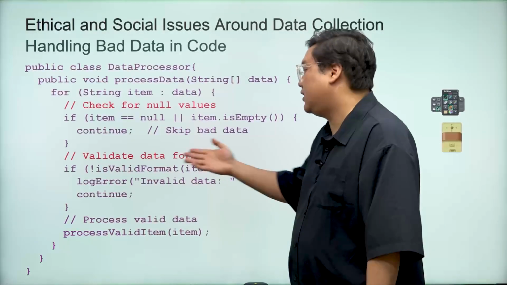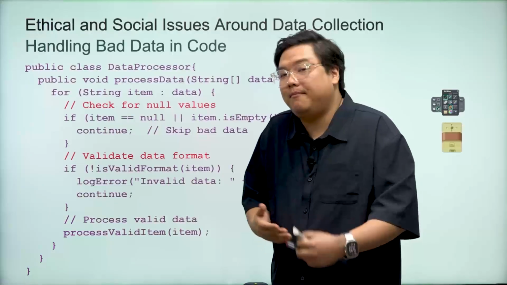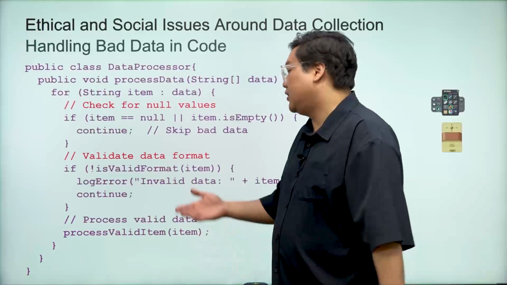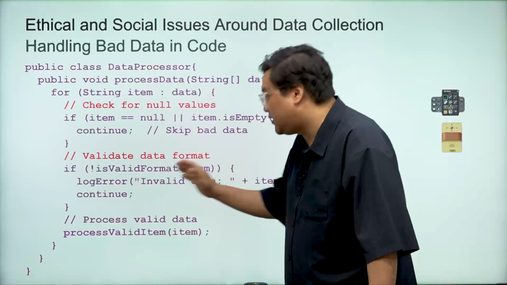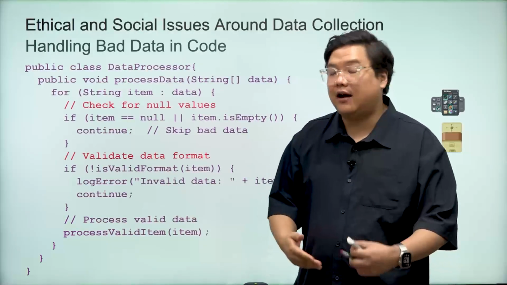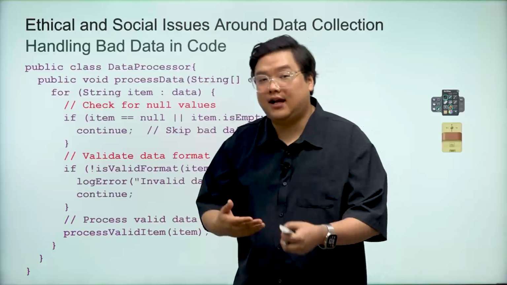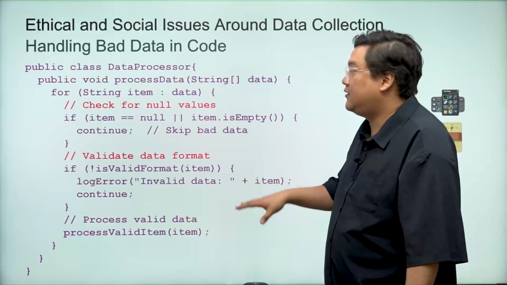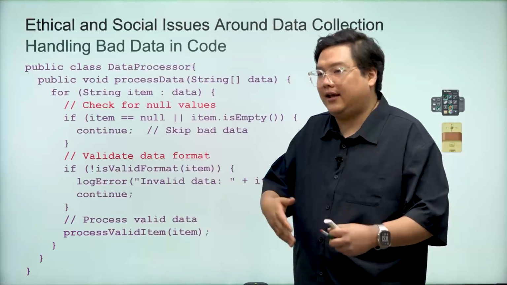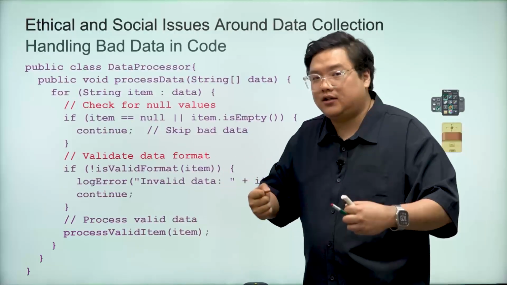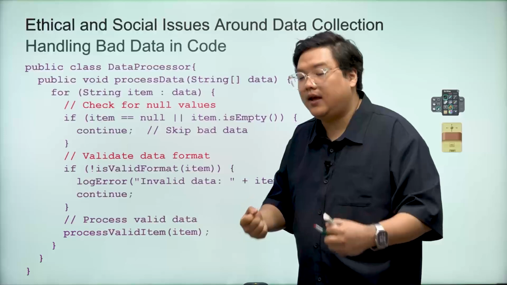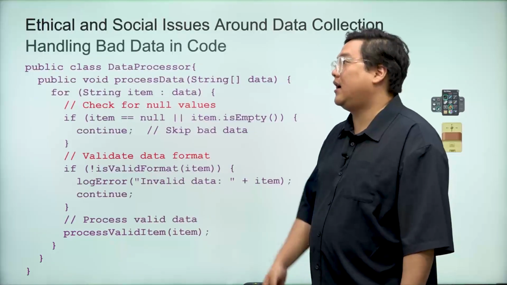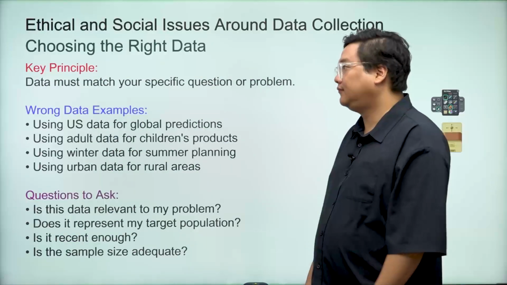Here, we can also use extra methods that will validate our data. For example, this would be a method that validates whether our data is in the correct format or not. So these are things you can do. Apart from data collection, within the code itself, you need to include these kinds of checks that would handle the bad data.